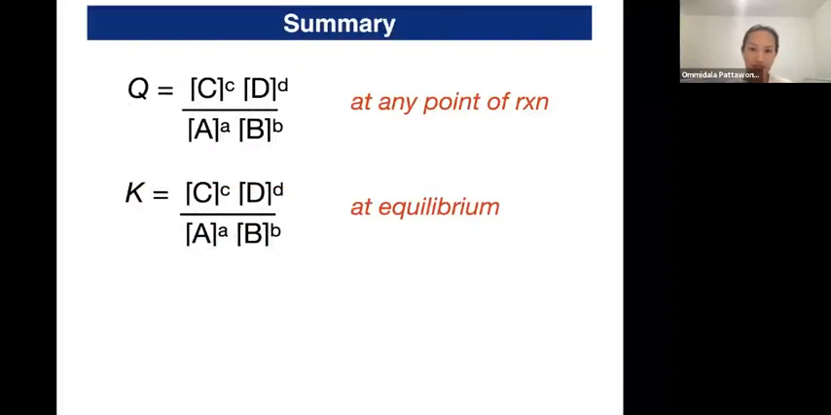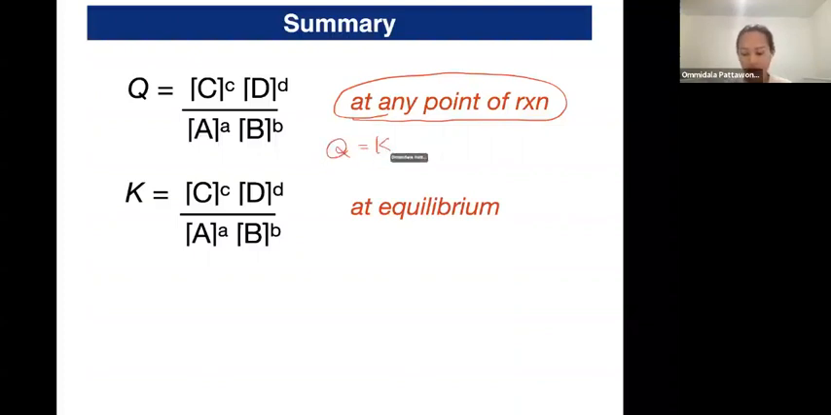All right, let me summarize this for a second before we move on to the next topic. Let's take a look at Q and K again. Q tells us about any point of the reaction. It can be at equilibrium when Q equals K. So Q equal to K is already at equilibrium. If Q is not equal to K, it helps you predict whether the reaction would proceed to the left or to the right.